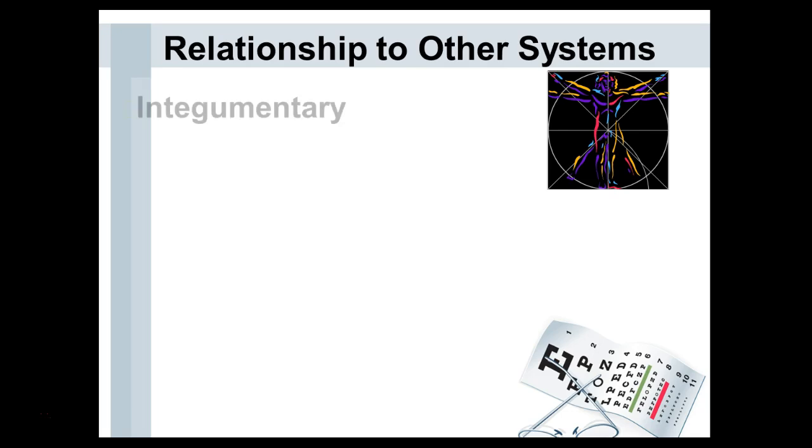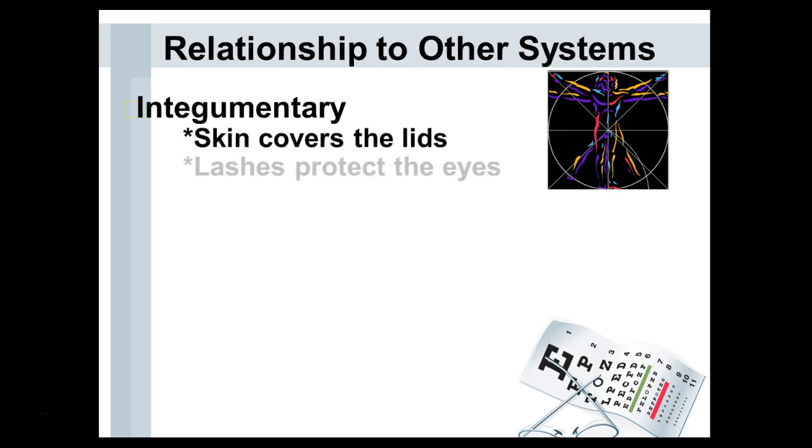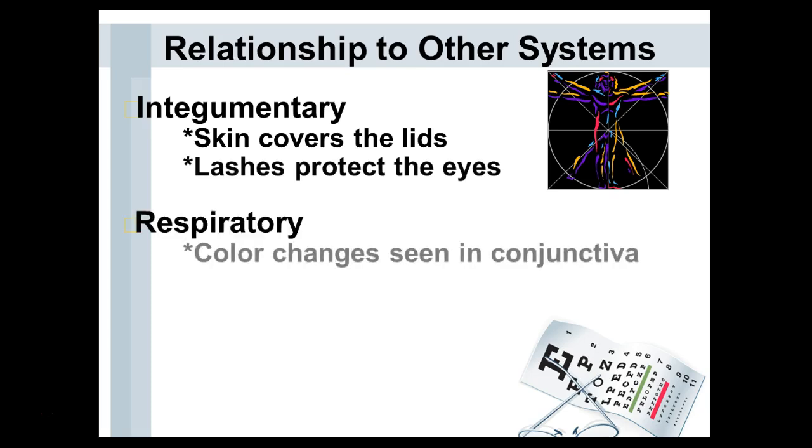Evaluation of the eyes. The eyes can give a lot of information related to the overall health of a patient. It has a lot of relationships with other body systems. The skin: well, the skin covers the eyelid, and lashes protect the eyes. The respiratory system: color changes are seen in the conjunctiva. If someone is hypoxic, they're going to have a pale conjunctiva.